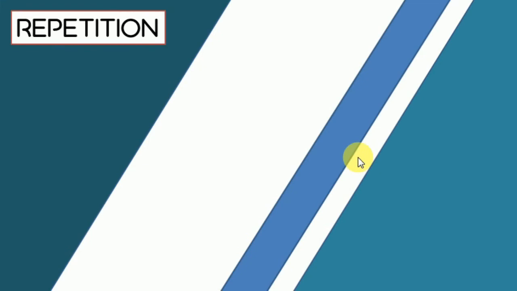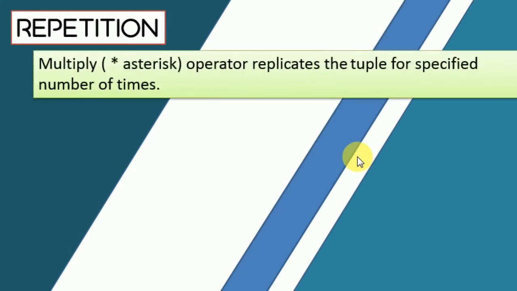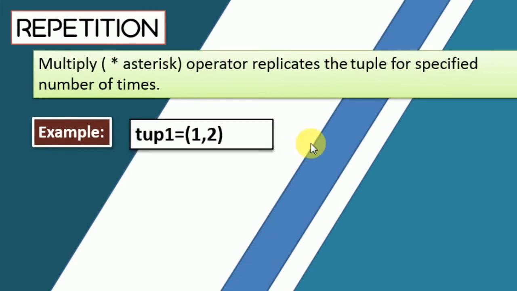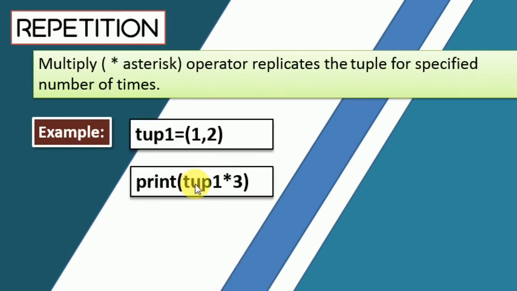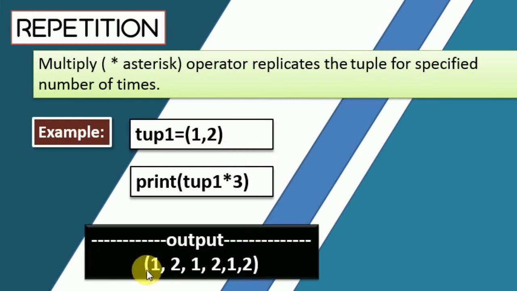Next operation is that we are going to repeat the numbers by using the star sign. These are the numbers 1 and 2 in a tuple and we want to display them, so we write TUP1 multiplied by 3. It means these numbers are going to be repeated 3 times. It will display 1, 2, 1, 2, 1, 2. That is the work of the star sign when multiplied with a tuple.